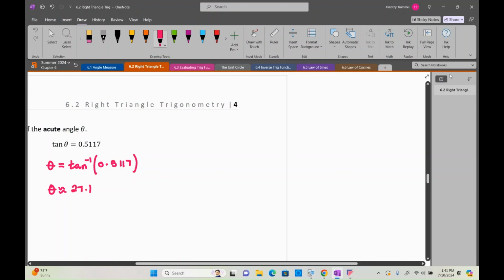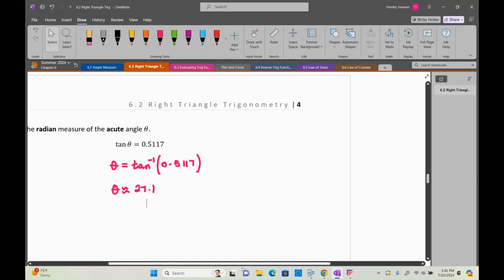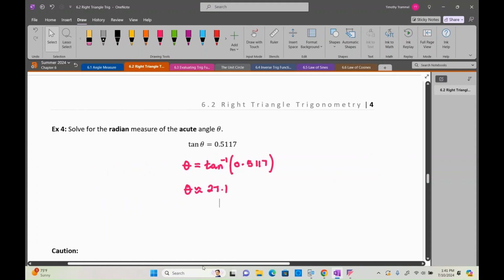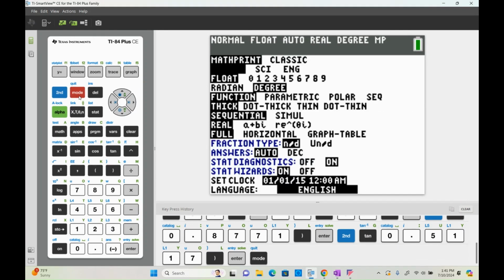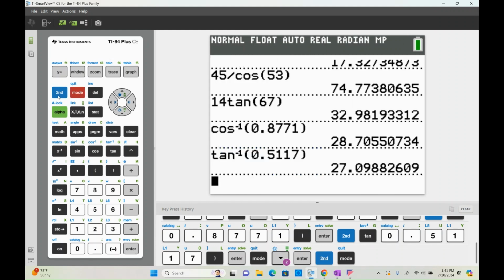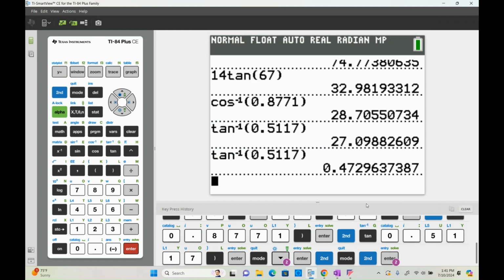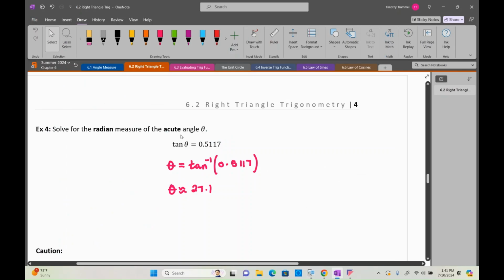Now that's in degrees. Let's see if this question mentioned anything about the units. Yeah, so we need to change that. So I need to go mode, come down to radians, hit enter, second, and then mode for quitting. And then I can just hit second enter to make my previous line pop up and hit enter here again. And so actually this comes out to about 0.47 radians.